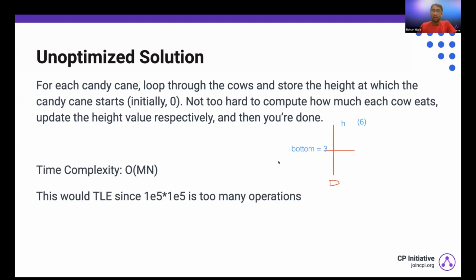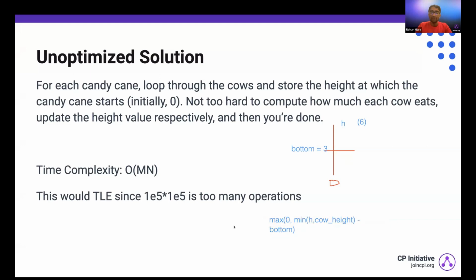And then basically for each cow, we can check if its height is bigger than the bottom, and then we can add the change in height of that cow, which is going to be its height minus bottom, unless the height is greater than h, in which case you would use min of h and cow height minus bottom. And to make this even faster, you can just do max 0 and then this. So for any cow height, this is how much the cow will eat from the candy cane. So it's like a one-line way to do it.